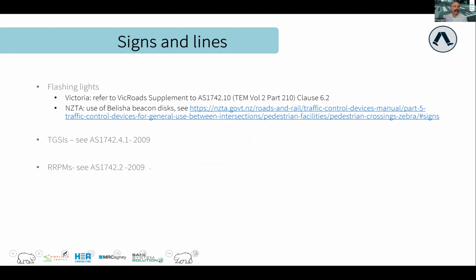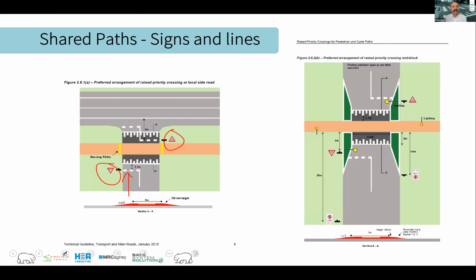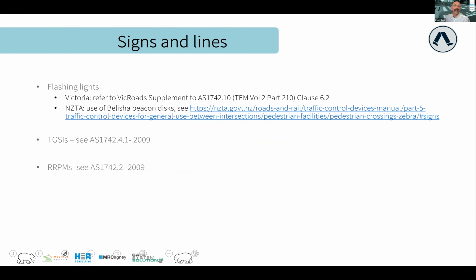Again, I've grabbed stuff for you that'll help you. Tactile ground surface indicators, RRPMs, flashing lights. There are standards and guidelines around them, and you can follow those from your jurisdiction. The principles are just trying to make it clear that it is a crossing, make it consistent, and ensure that all people can navigate their way through it. So that's our tactile ground surface indicators and the like.